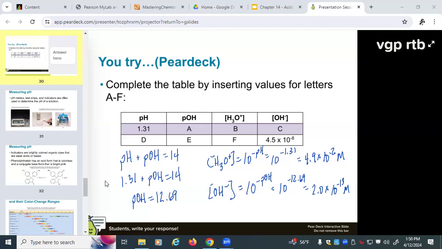Your homework this weekend is these kinds of calculations. Using that calculation box and just converting from one to the other, to the other, to the other. And giving you some practice with that.